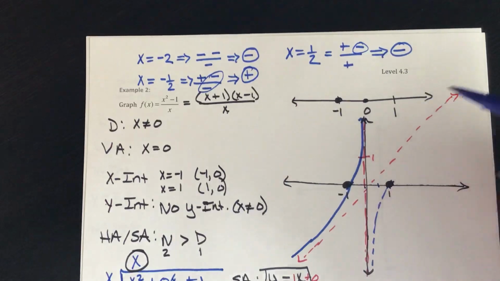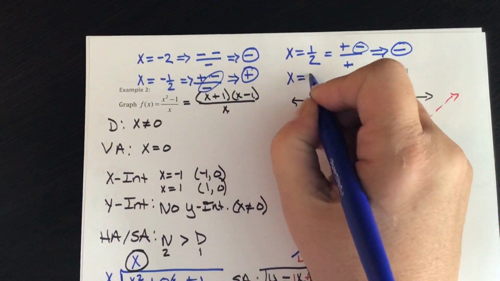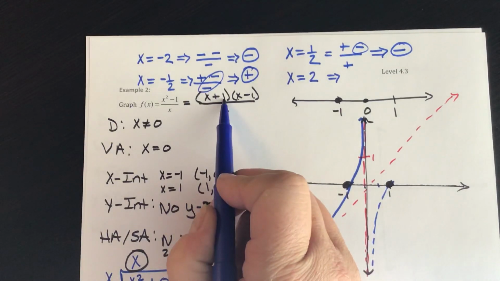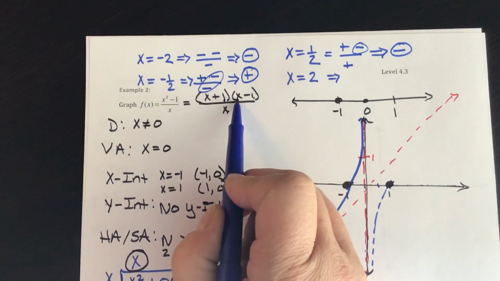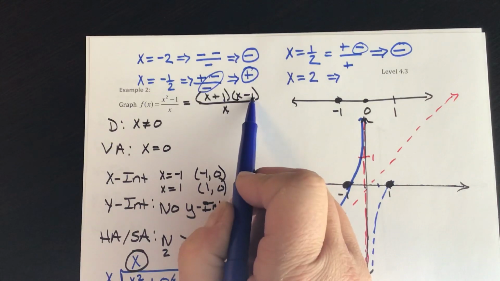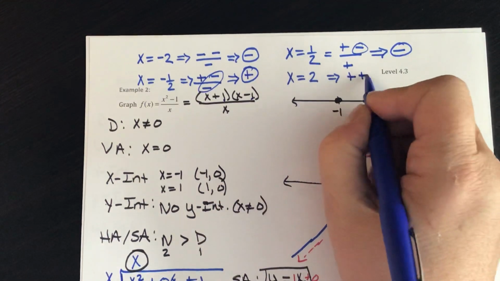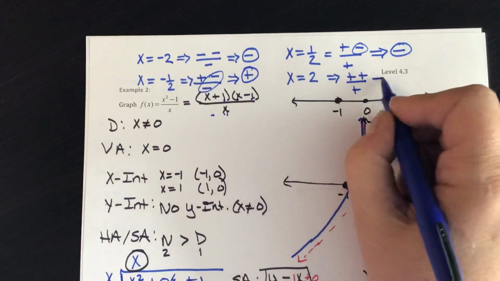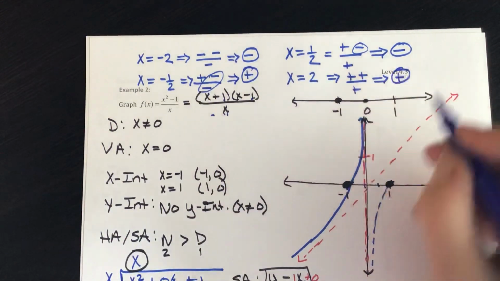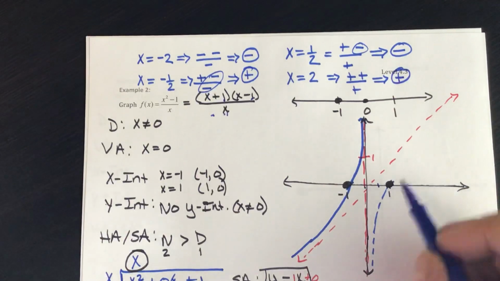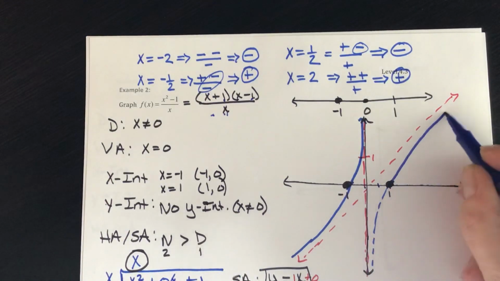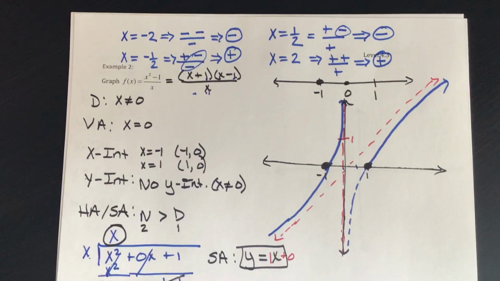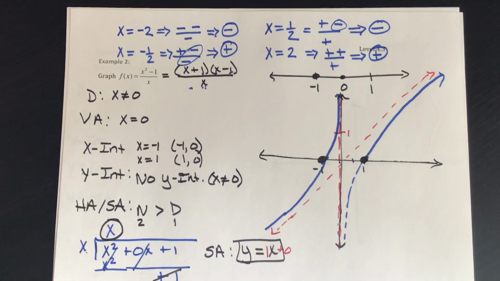And to the right of 1, let's say x equals 2. Plug in: 2 plus 1 is +3, and 2 minus 1 is +1, so both those numbers on top are positive, and a positive on the bottom gives me a positive number. So to the right of 1 are going to be all positive numbers, so it's going to approach our slant asymptote. So that's what this graph looks like.